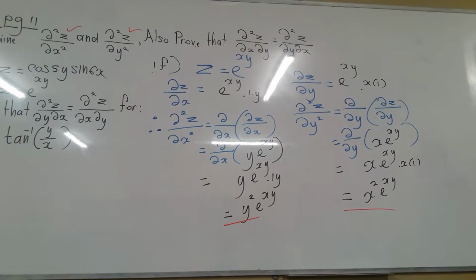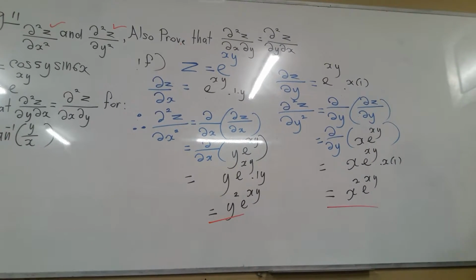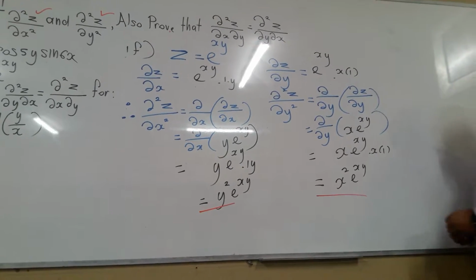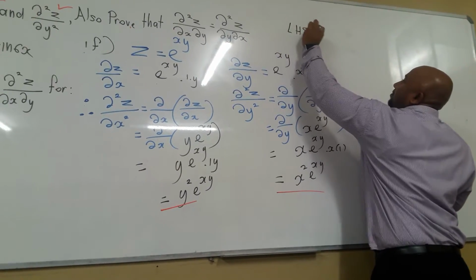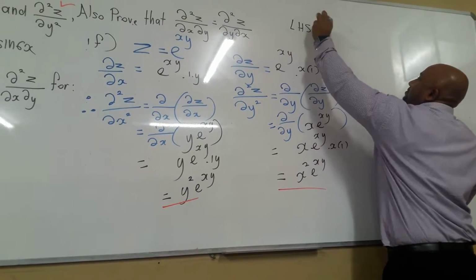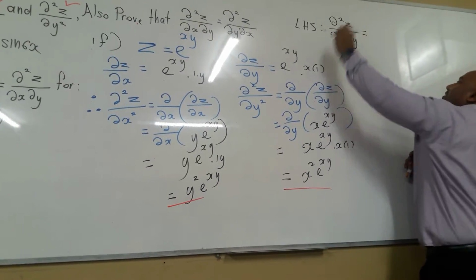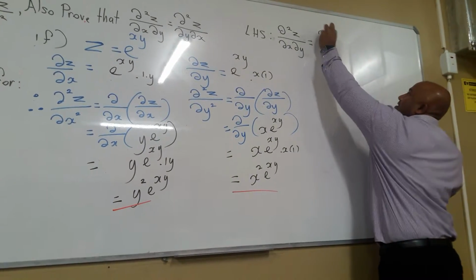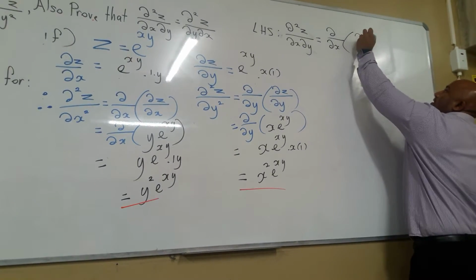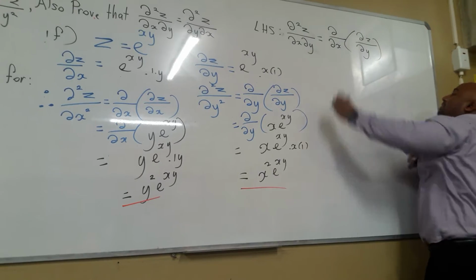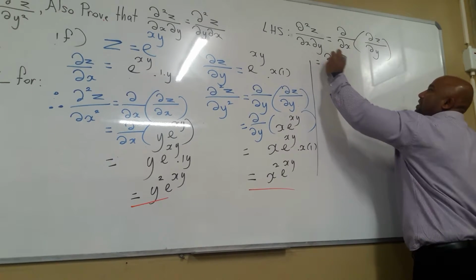So now let's deal with the proof. We already have half of the information to prove the left hand side equal to the right hand side. So let's deal with the left hand side. Left hand side here, d squared z over dx dy. Be careful. Write this out properly. We read from left to right. So that will be d over dx of dz dy.